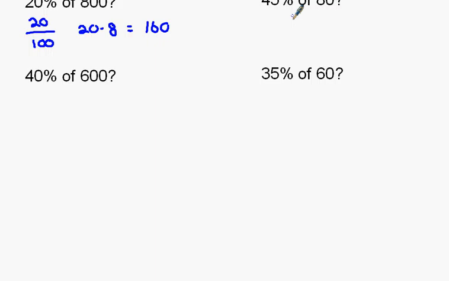First of all, think of the word "of" as always meaning times. Okay? So "of" always means times. 40%, you may remember, can be changed to a decimal by moving the decimal 2 spaces. Okay. So we're just going to copy the 600 down here. So we've changed 40% of 600 to 0.4 times 600. Okay. Multiply that out.